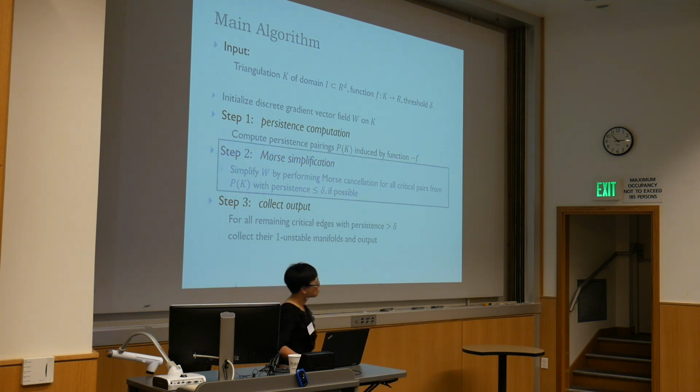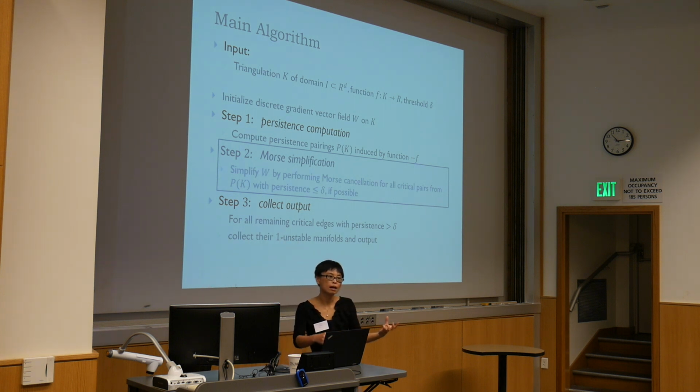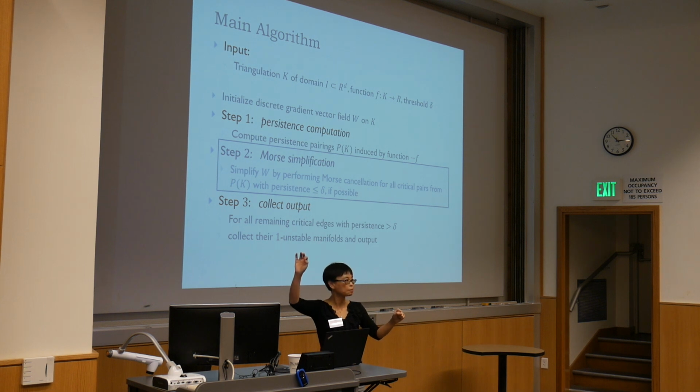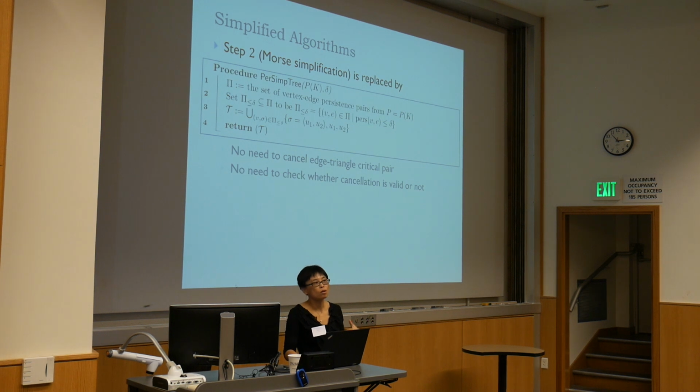One thing that we observe is that this step, as I said, requires that I find the pairs of critical simplices that are not important. Then I have to reverse the gradient paths between them to simplify it. What we observe is that since we are interested in only this one-dimensional structure ultimately, this one unstable manifold information, it turns out that I actually don't have to do that at all.